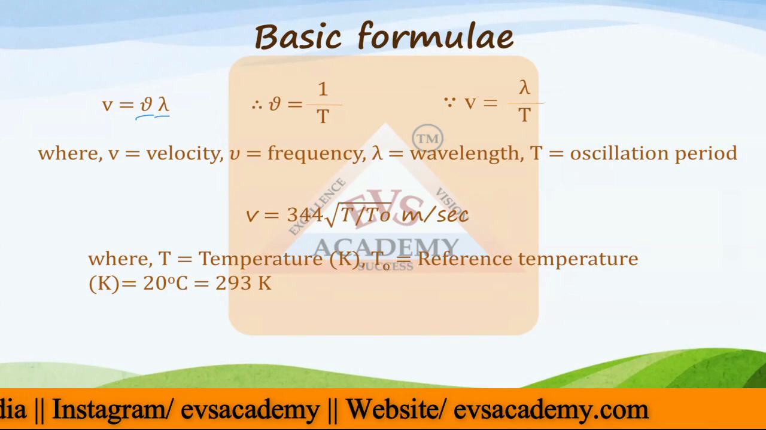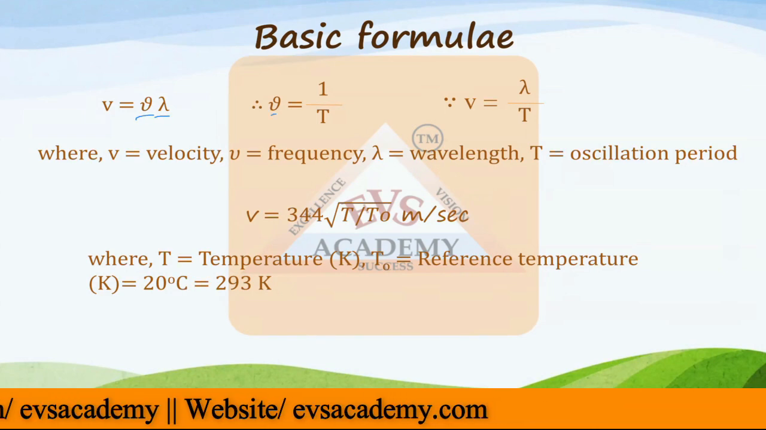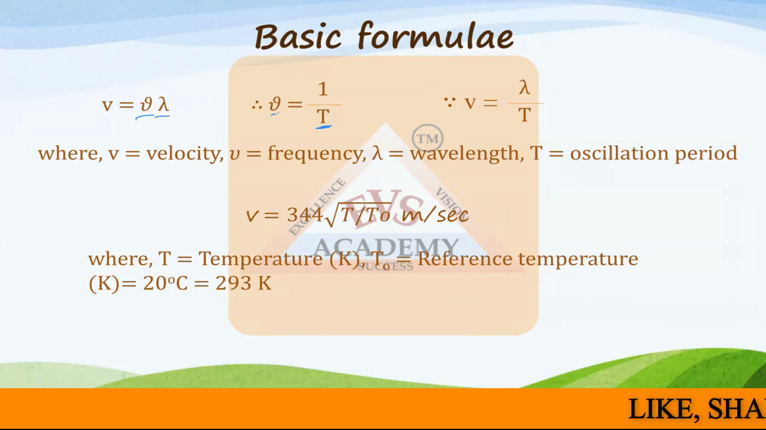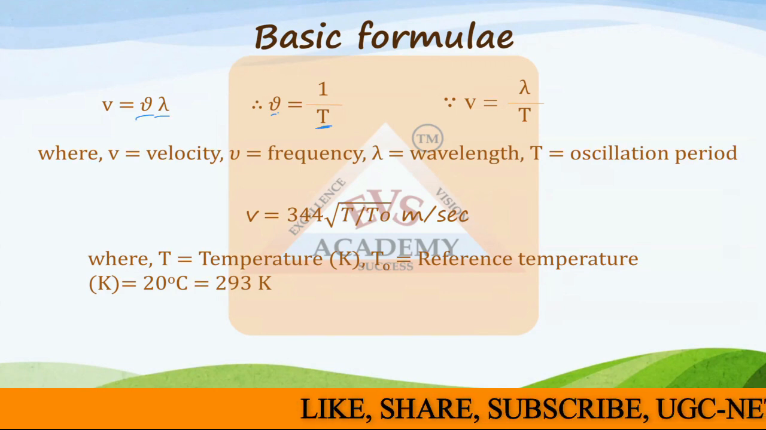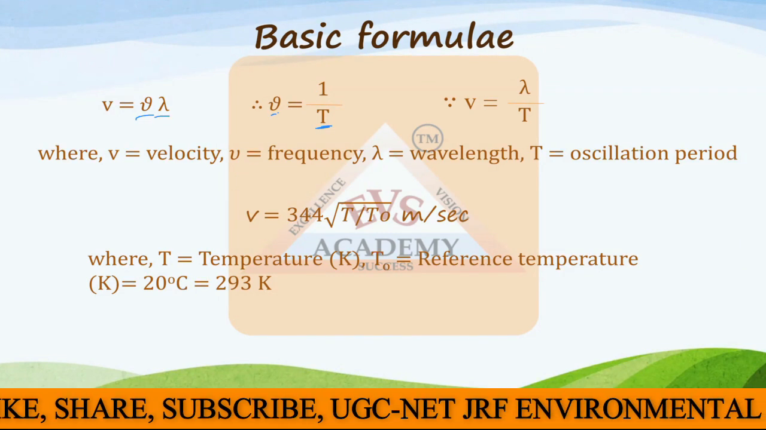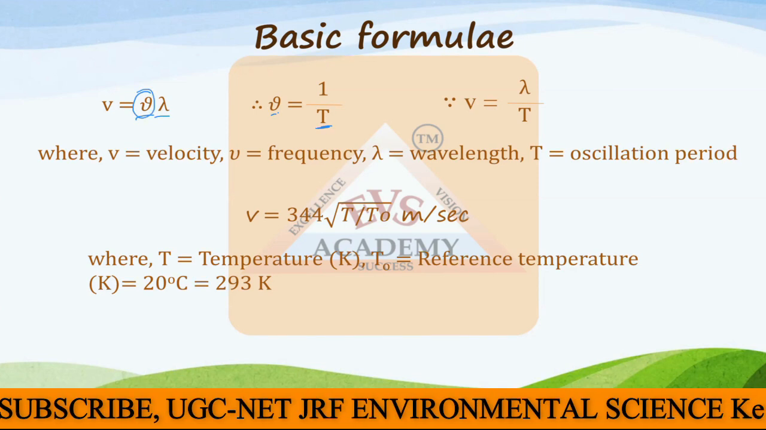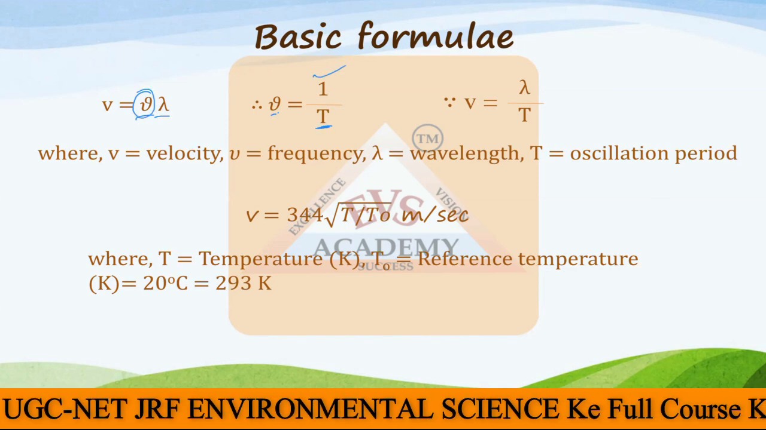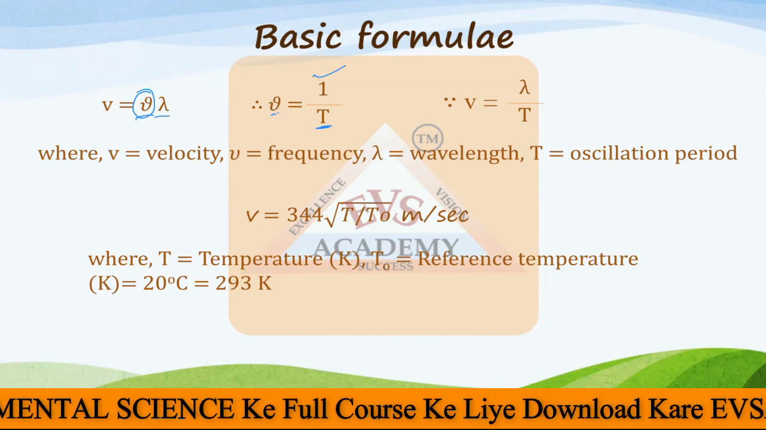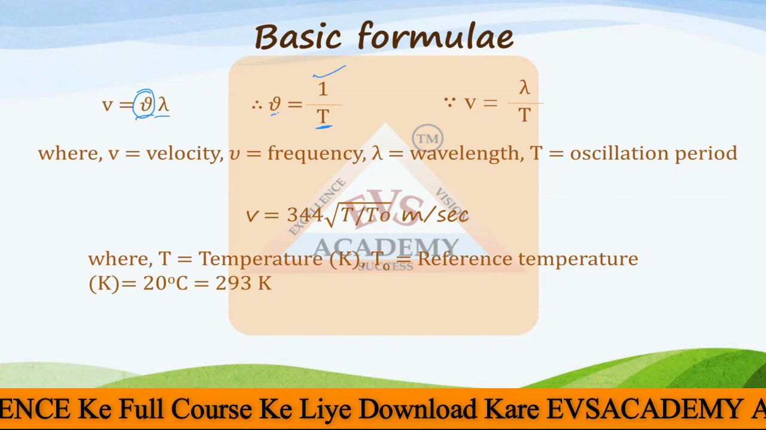Then we have the relationship between the time period or the oscillation period and frequency. So frequency is equal to 1 divided by the oscillation period T. And similarly, T is equal to 1 divided by mu, or frequency. So here, if I replace this mu with 1 by T, the velocity of the wave can be calculated as lambda divided by T. Lambda is the wavelength here, divided by the oscillation period.